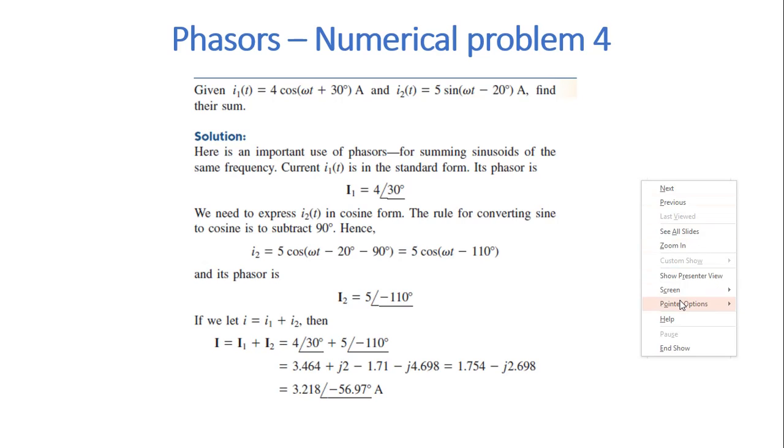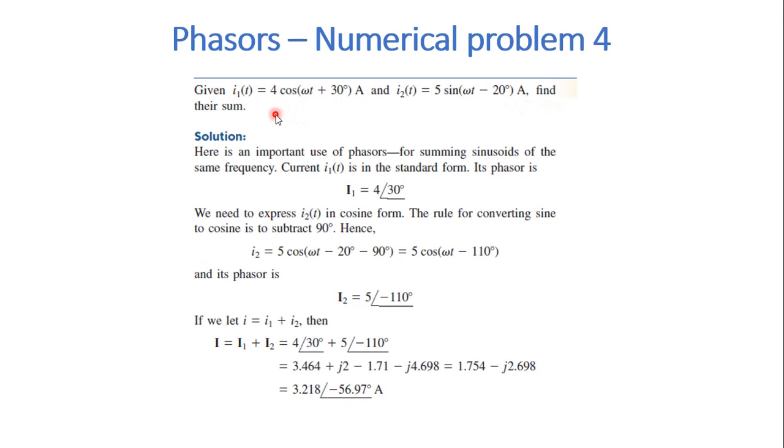So in this video we'll discuss another problem related to phasors. So this is the problem statement. Given I1 of t is equal to 4 cos(omega t + 30 degrees) amperes and I2 of t is equal to 5 sin(omega t - 20 degrees) amperes.